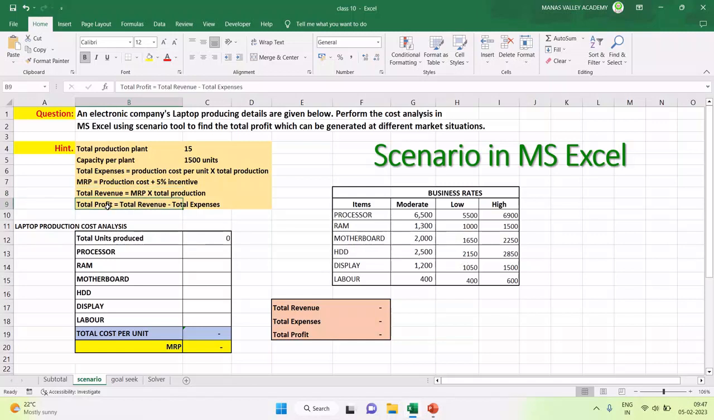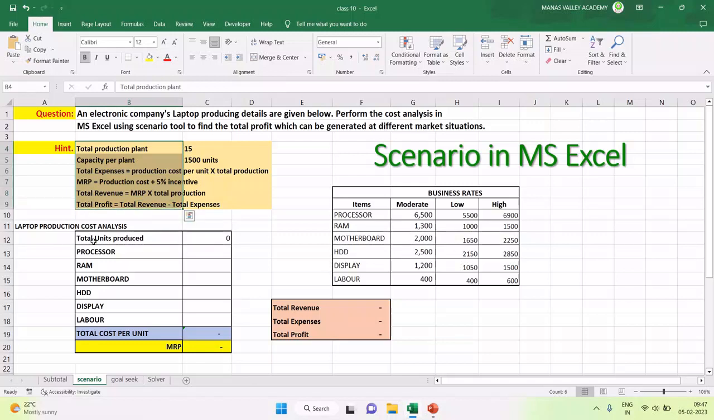Now out of the revenue, you have to calculate total profit. How will the total profit be calculated? If you subtract the total expenses incurred while producing the laptop from the total revenue earned by selling the total units of the laptop, that will give you the total profit. So whatever amount you are earning by selling all the units of the laptop at the given MRP, from there, if you subtract the total expenses incurred for producing the laptop, that will give you the total profit. So these are the few hints, constraints or conditions given.